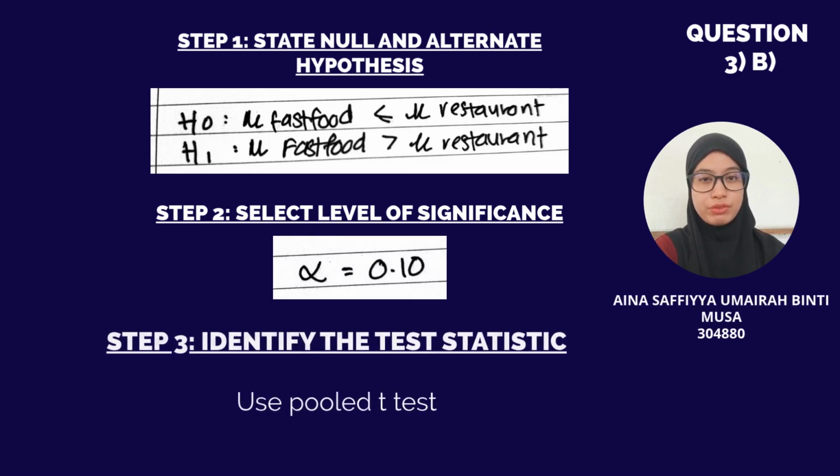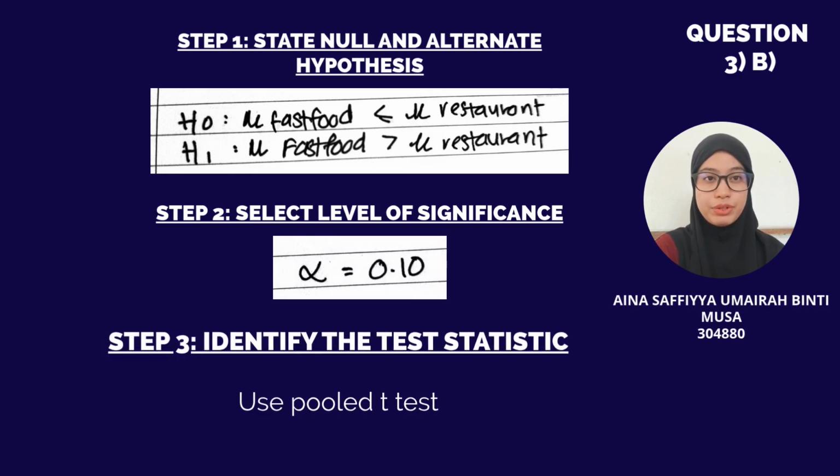Question 3B, we need to find the p-value. First step, we need to state the null and alternate hypothesis. The null hypothesis is H0: mu fast food is less than or equal to mu restaurant. The alternate hypothesis is H1: mu fast food is greater than mu restaurant. Step 2, we need to select the level of significance, which is given in the question. So alpha is 0.10.